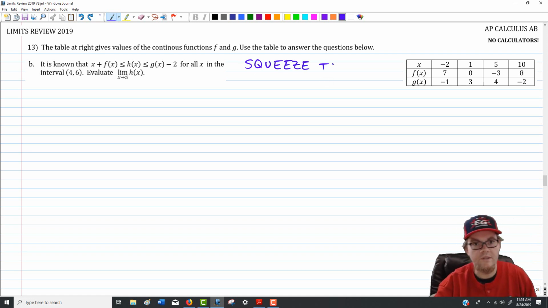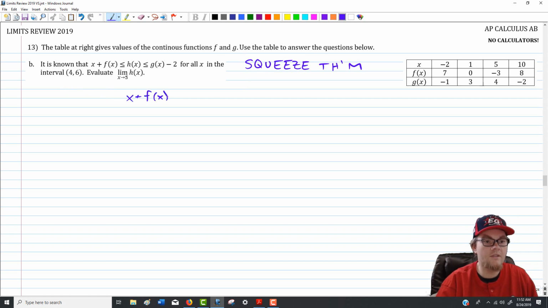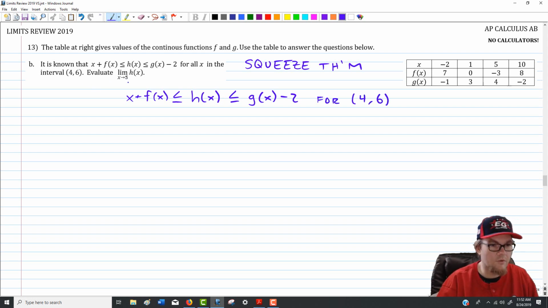And we were able to squeeze this in our class, so we were able to see it a little bit. So for the squeeze theorem, recall what that says is we start with the inequality that we had. They're telling us this holds for these continuous functions, at least in the open interval from 4 to 6. So now we're interested in the limit as x approaches 5.